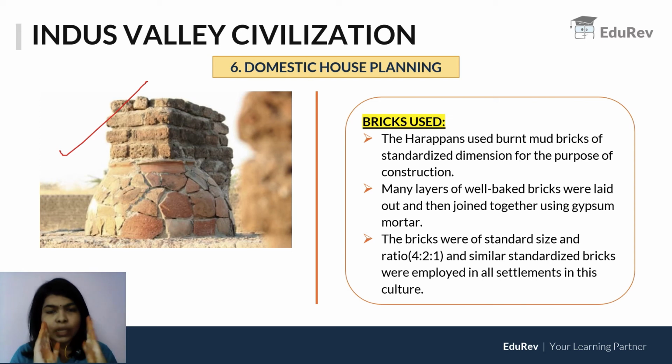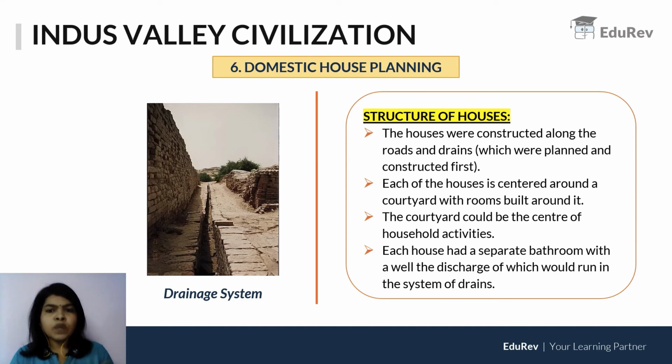And these bricks were of very standard sizes. They had a very specific ratio to them, in the ratio of 4:2:1, and this was employed in all the settlements of this particular culture. And the next one is structure of the houses. The houses were also constructed along the roads and the drains. So remember, the roads and the drains were planned first, and they got constructed first.